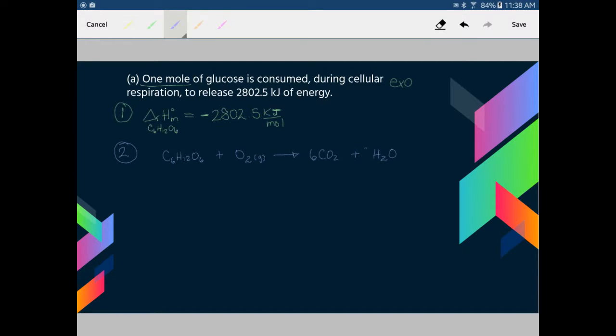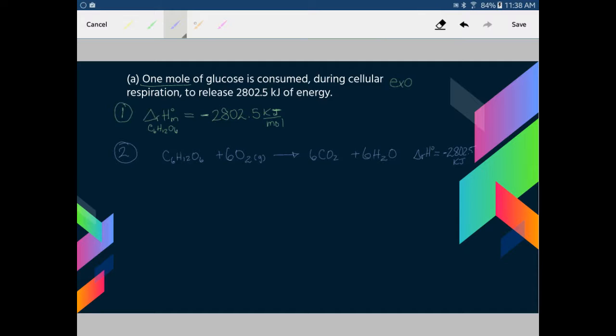Now we have 6 of these and 6 of these to have our proper balanced reaction. Now to continue this method, we need to write down that our enthalpy of reaction, again, this is for 1 mole, is equal to negative 2,802.5 kilojoules. In this case, I'm not going to record kilojoules per mole because I could change this value based on the reaction and based on the balancing. So I record that as just 2,802.5 kilojoules for this reaction.